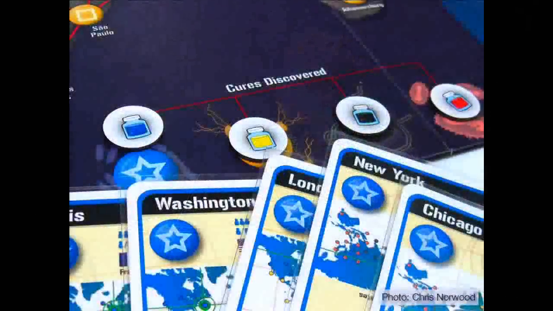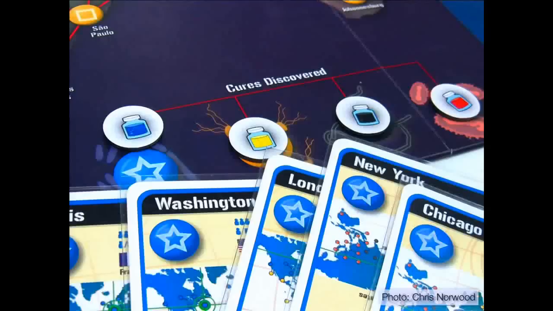However, if you're able to collect 5 cards of the same color, in this case blue, and turn them in, you're able to find the cure, in this case for blue, and you mark it on the board. And should you and your team be able to discover the 4 different cures, you win, and the world is saved, and there's high fives all around.